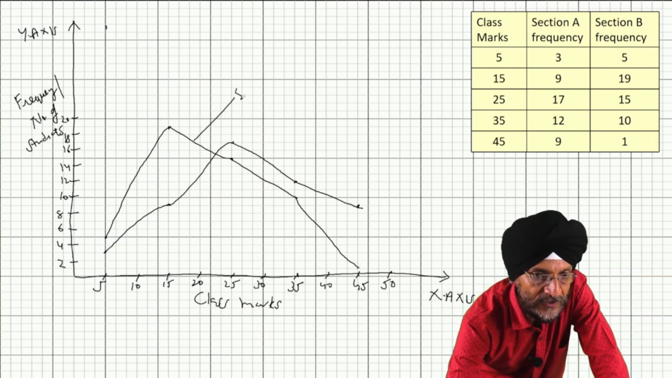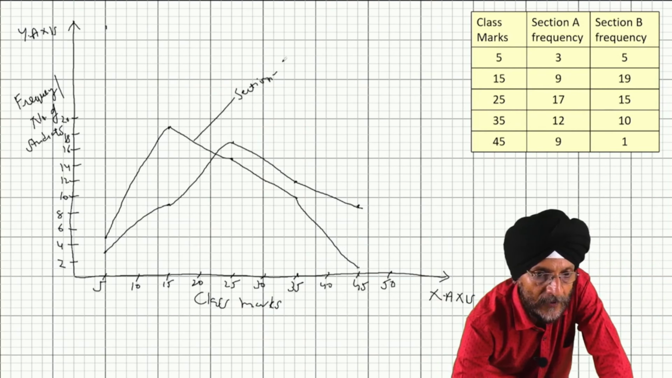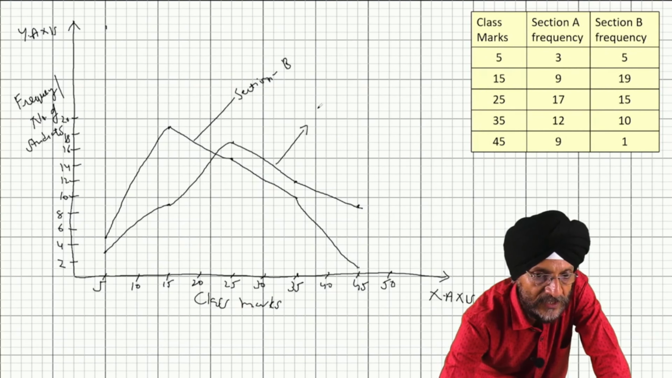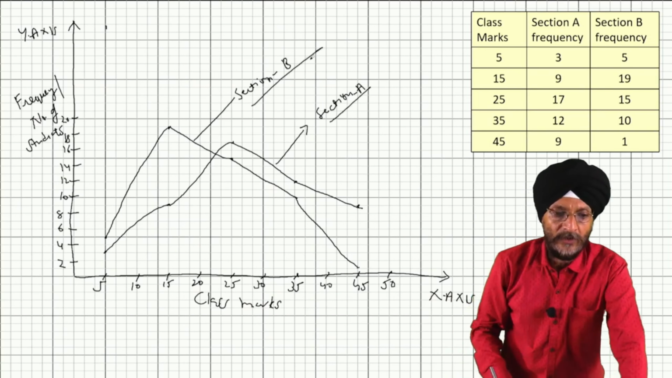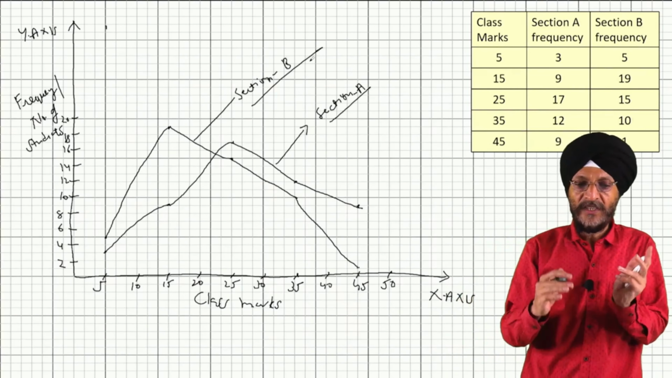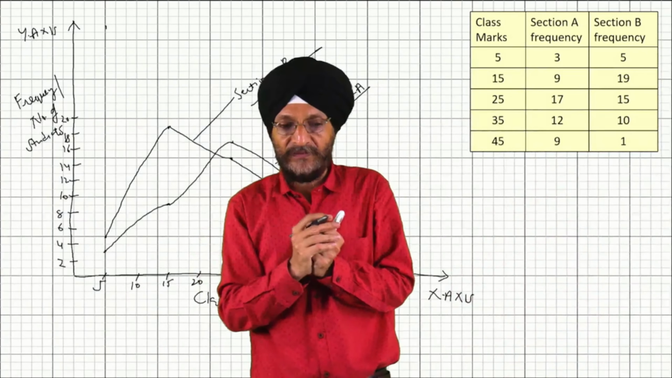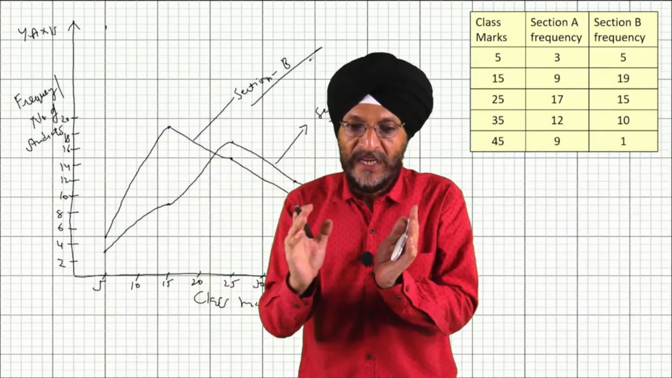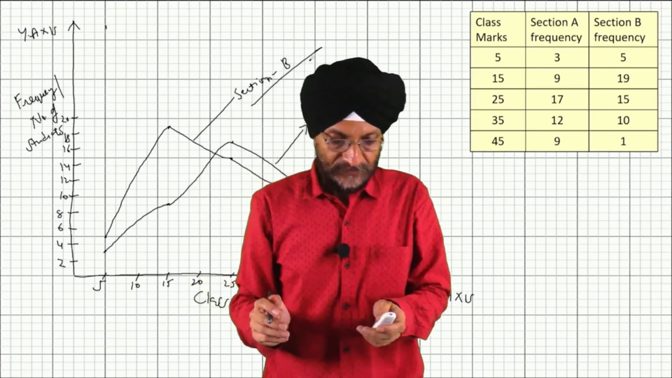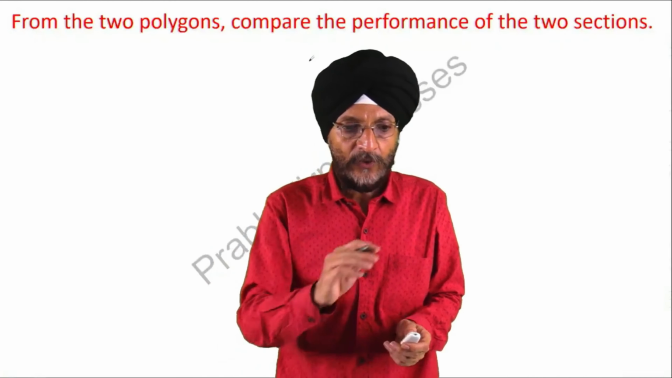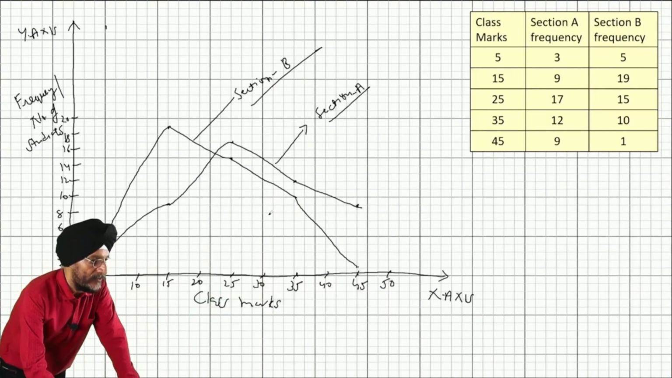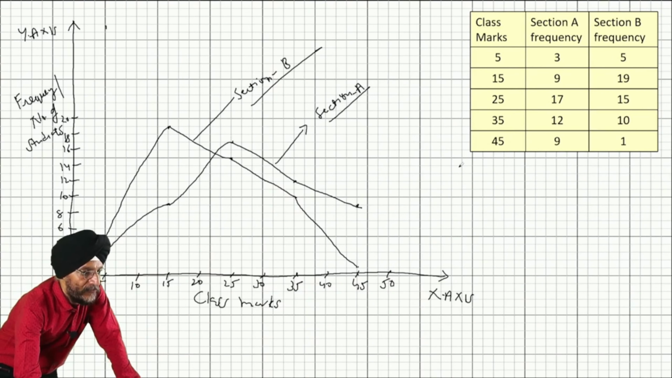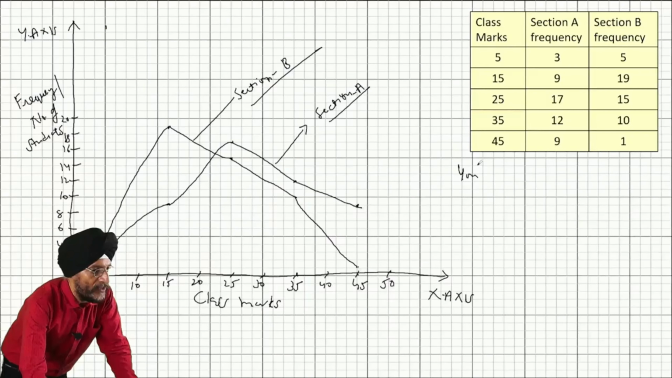Now this is the frequency of section B, and this is the frequency of section A. Now you will see that we have formed the frequency polygon, that is the line graph, separately for section A and section B. Now what is the next point in this question? From the two polygons, compare the performance of the two sections. We revert to the slide. You can see the question.